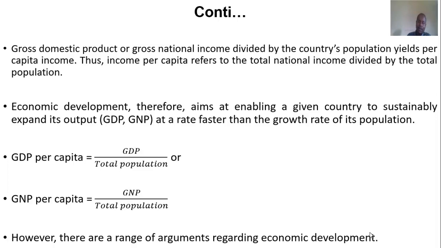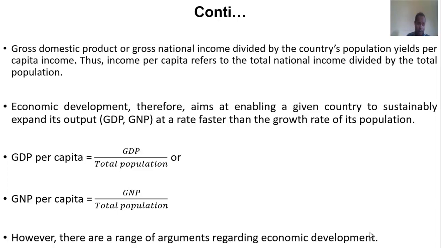Economic development, therefore, aims at enabling a given country to sustainably expand its output. Therefore, when there is continuous increase, continuous expansion, continuous progress, okay, an increment in GDP or GNP at a faster rate than the growth rate of the population of a particular country, then that is said to be economic development. Okay, economic development. And here you can see the calculation of the formula.